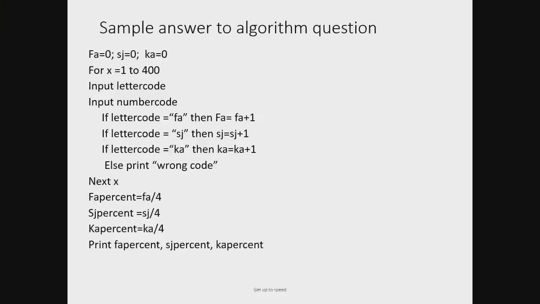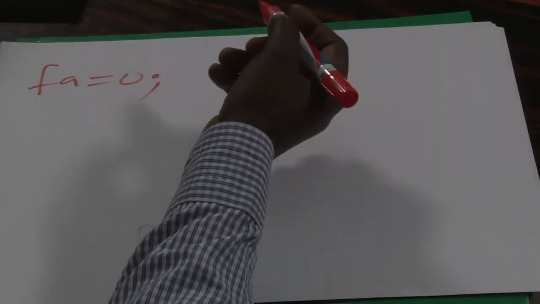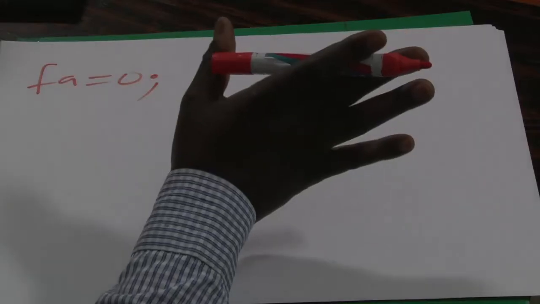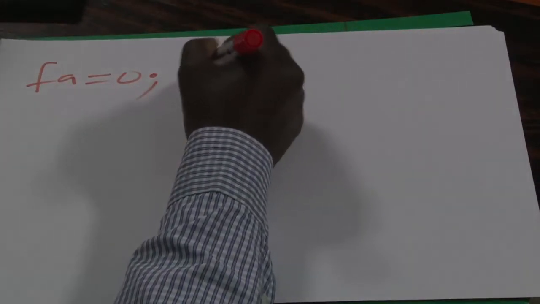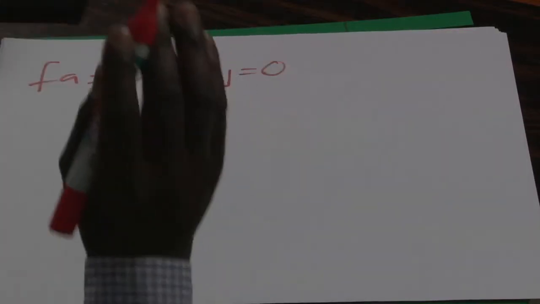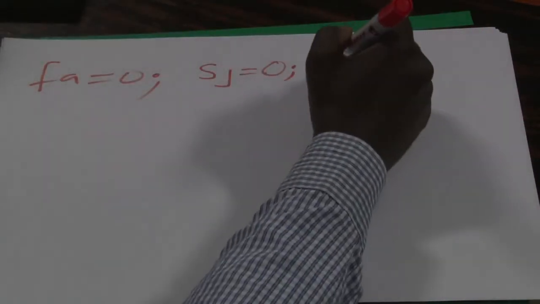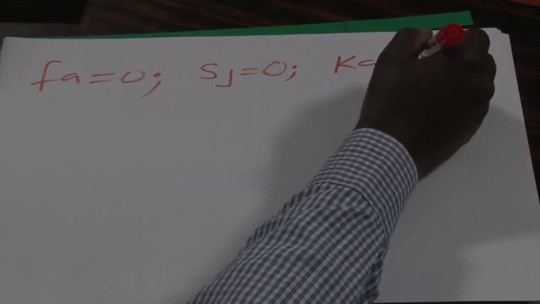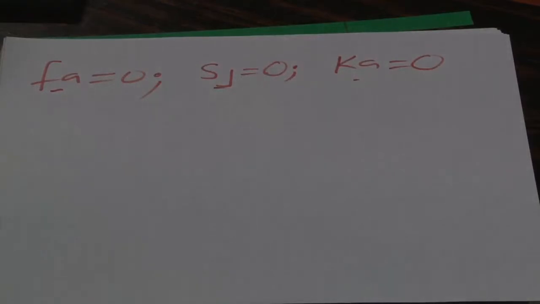So let's initialize now. We say FA is equal to 0, meaning as of the time I'm starting my program, there is no flight that came in now for FA. Now, we go to the next one, SJ. For now, there is no flight for them. Initialization, meaning just started point. For now, KA, there is nobody. Remember, these are the codes for the flights.